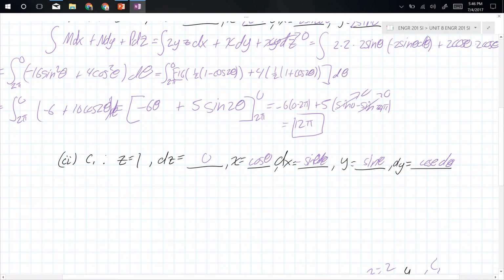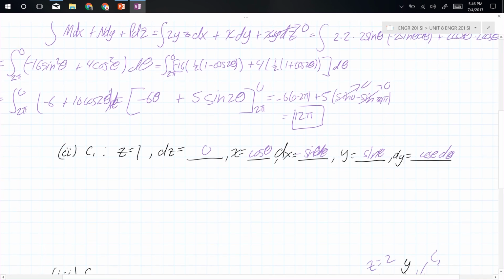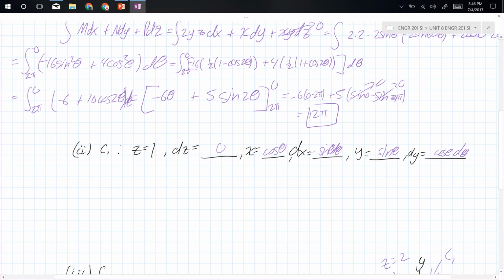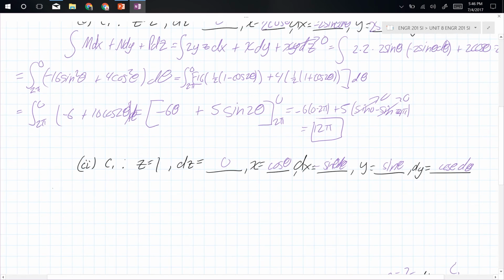So it's literally the exact same thing. The only difference now is that instead of it being 16 and 4, you can divide that by the number of factors of 2 that you would have. I'll just go ahead and show you. So same thing, integral of m dx plus n dy. It's going to be 2yz dx plus x dy, and dz is still 0.